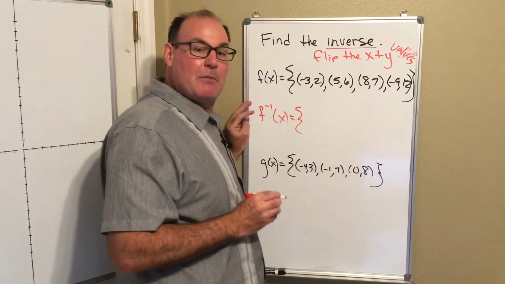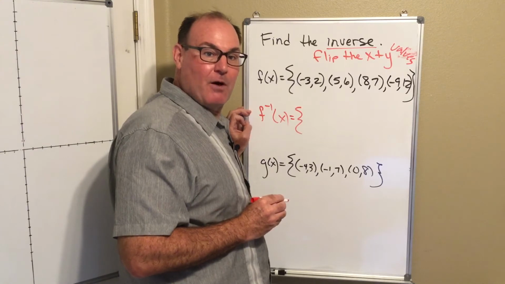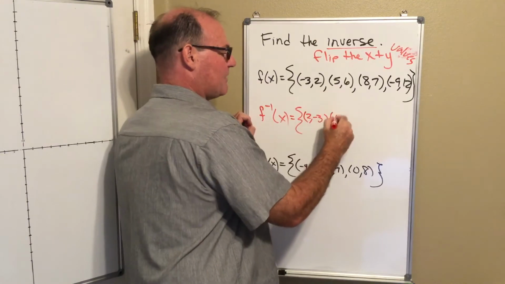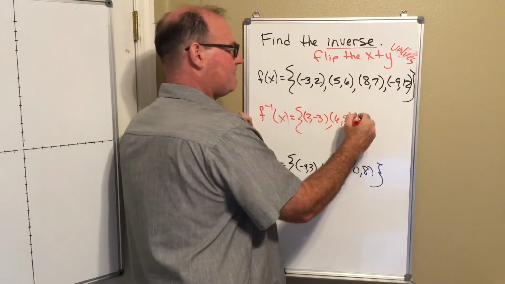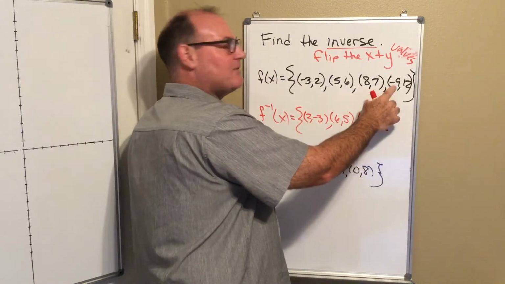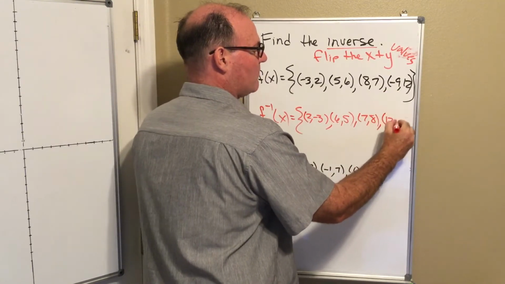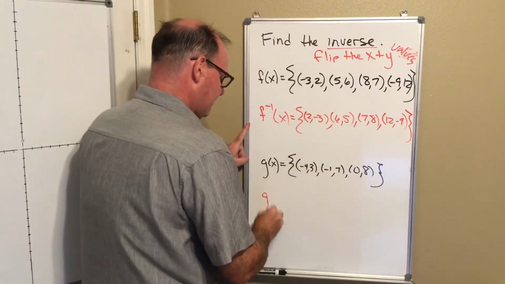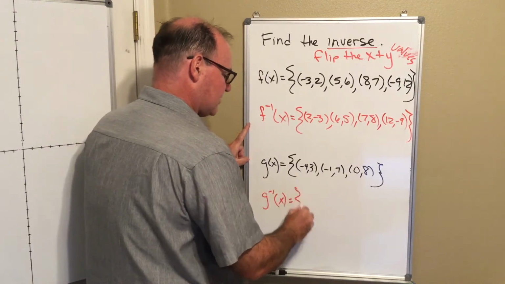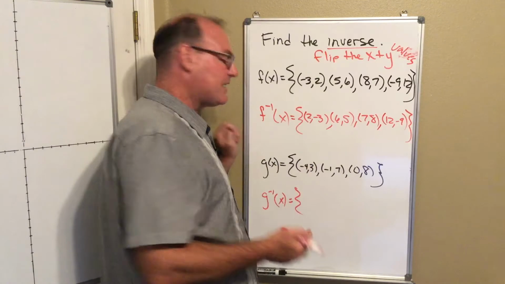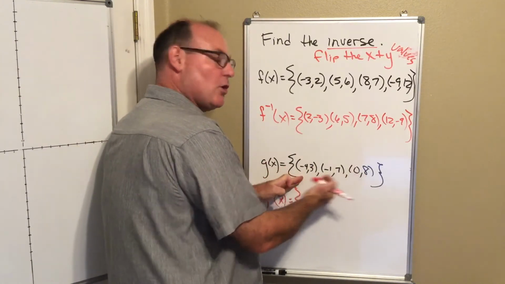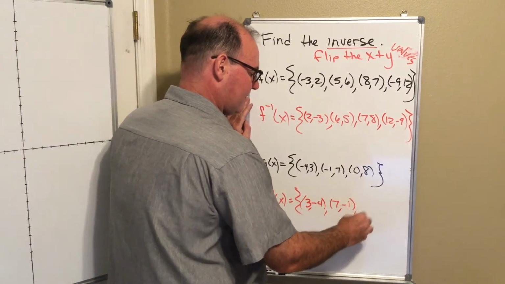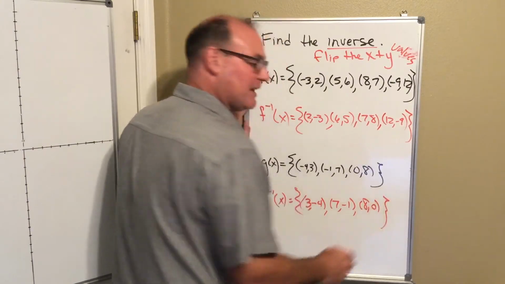And the inverse just means I'm going to go through the ordered pairs and flip-flop all of the x's and y's. So instead of (-3, 2), I'm going to have (2, -3). Instead of (5, 6), I'm going to have (6, 5). Instead of (8, 7), I'm going to have (7, 8). And then instead of (-9, 12), I'm going to have (12, -9). That's my inverse. The same thing for g. When I find the inverse of this function, it's just a matter of flipping all the x's and y's. Notice this is one-to-one. No x values repeat, no y values repeat. So I'll flip-flop everything: (3, -4), (7, -1), and then (8, 0). And that's my inverse.